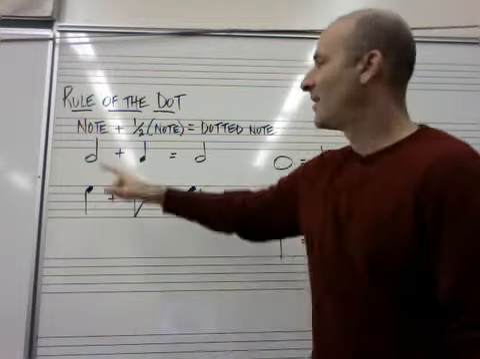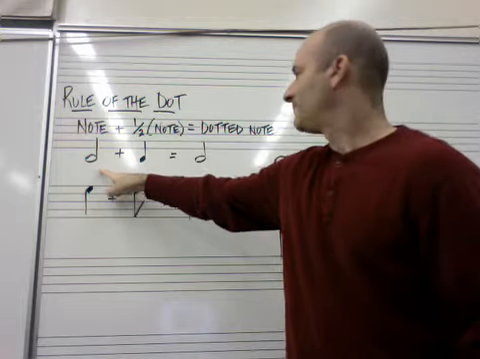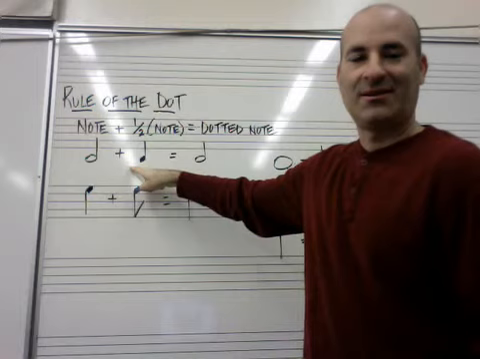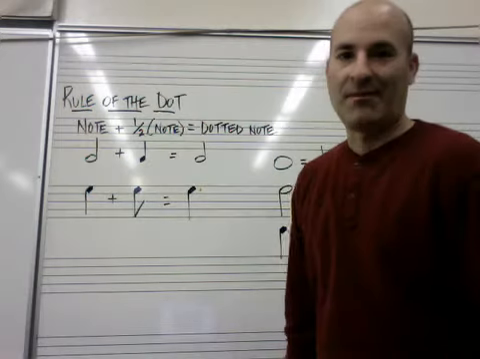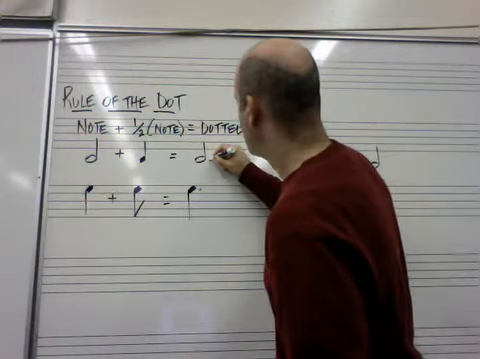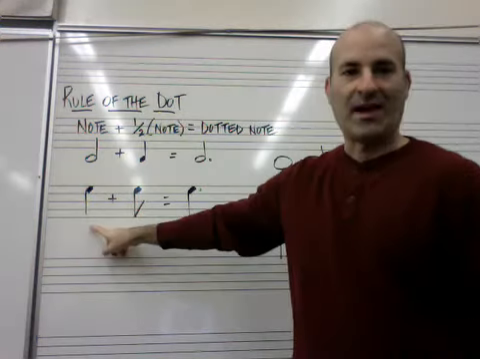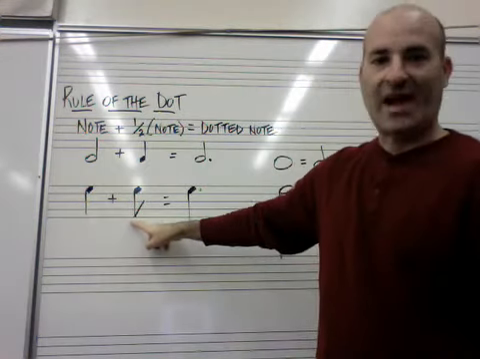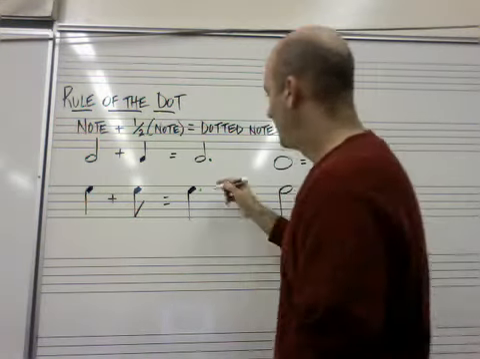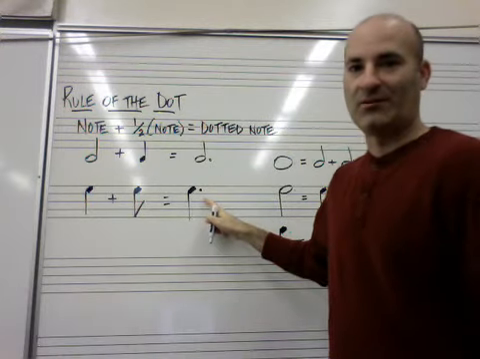For instance, let's start with a half note. A half note, in this case, is 2 beats. We take half of the value of the half note, which we call a quarter note, and put those two together, and we get a dotted half note. Let's try another one. We have a quarter note. We add to that half of the value of the quarter note, which is an eighth note, and the result is we get a dotted quarter note.